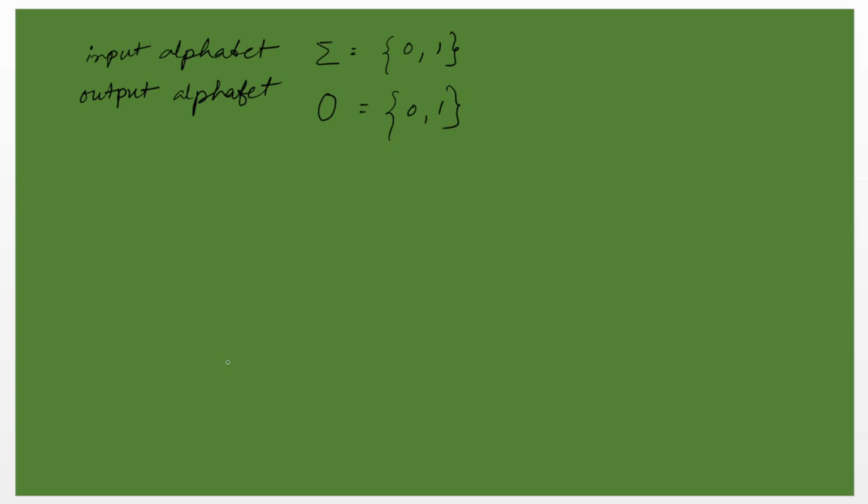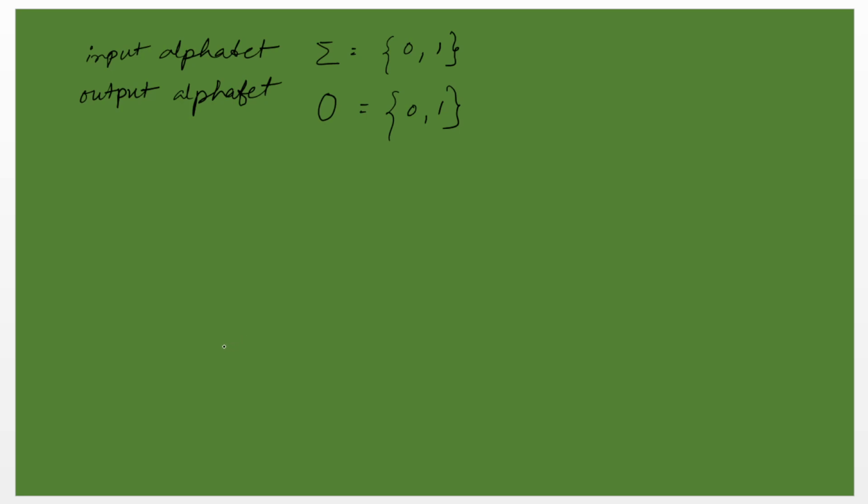So the input alphabet is basically sigma, which takes either 0 or 1. The output alphabet, basically set O, is also 0 and 1.